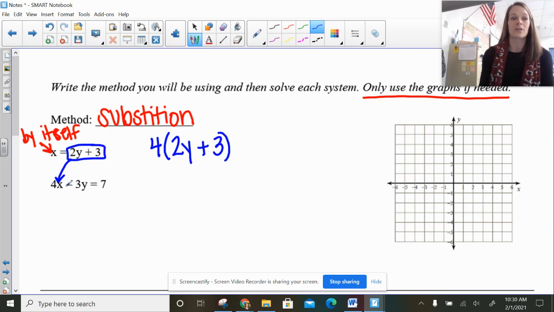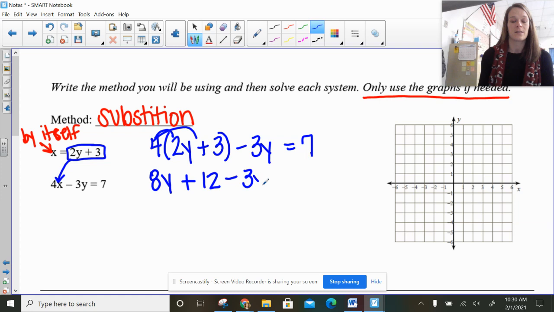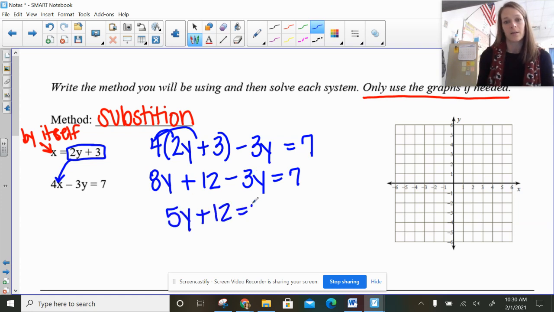Okay, and then I'm just going to write the rest of the problem. So minus 3y equals 7. Okay, and then I need to solve the problem. So I'm going to distribute first. It'll be 8y plus 12 minus 3y equals 7. All right, then I'm going to do 8y minus 3y because those are like terms. So 5y plus 12 equals 7.